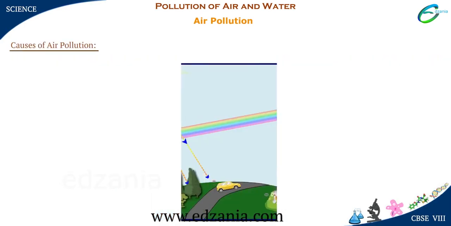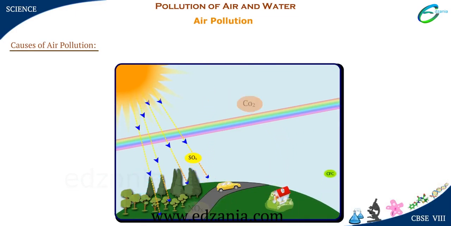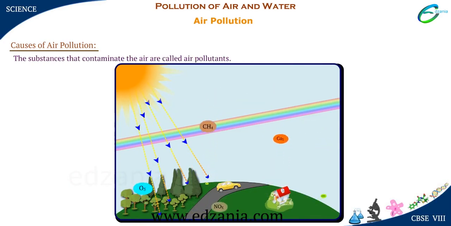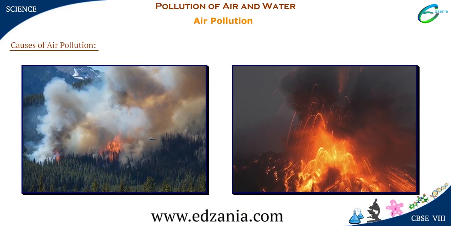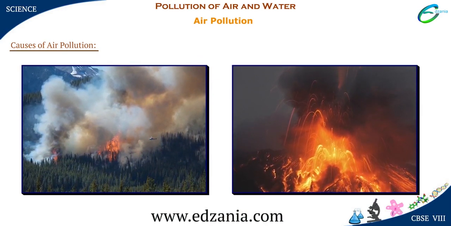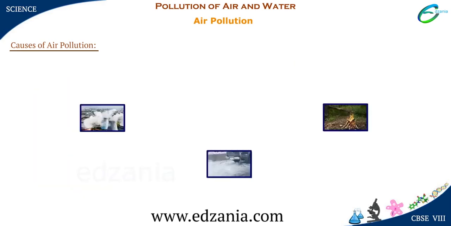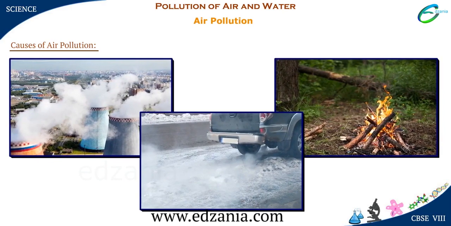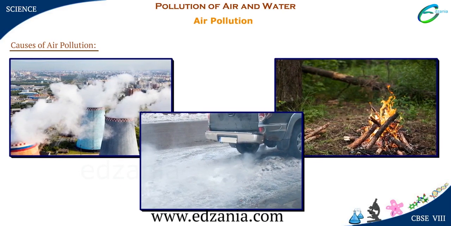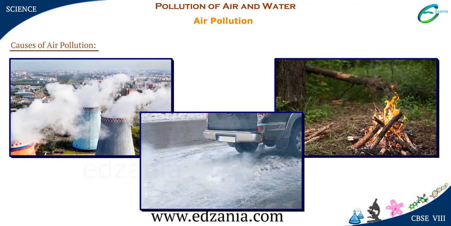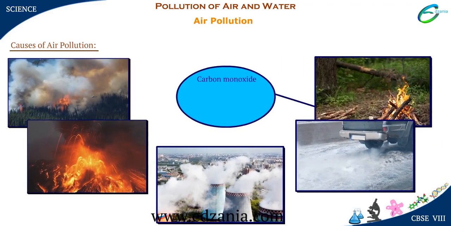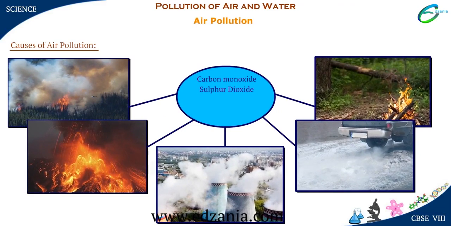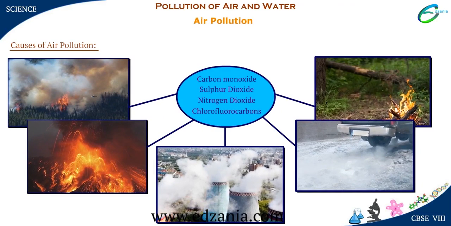Causes of air pollution. Air pollution is caused because of a variety of factors. The substances that contaminate the air are called air pollutants. These substances can be added sometimes through natural sources, that is, from smoke and dust arising from volcanic eruptions or forest fires. Sometimes these pollutants come also from certain human activities such as burning of firewood and dung cakes, power plants, and automobile exhausts. Various kinds of pollutants are carbon monoxide, sulfur dioxide, nitrogen dioxide, and chlorofluorocarbons.